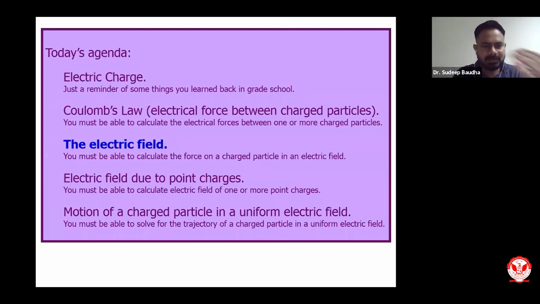So the next point for today's agenda is electric field. Our understanding is, after understanding this topic, you must be able to calculate the force on a charged particle in an electric field. If I know the electric field, we must be able to calculate the force on a charged particle in it. So let us see what electric field is and how we can define it.